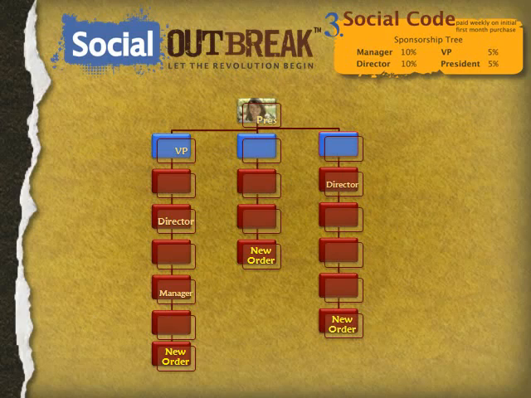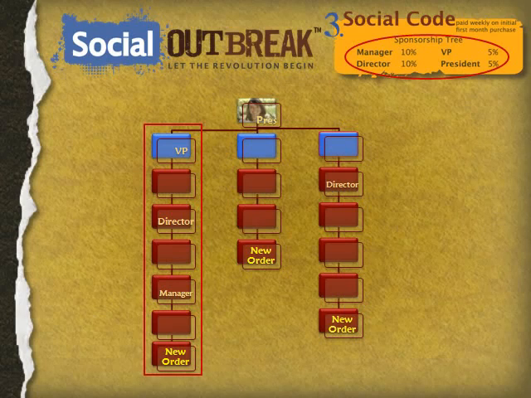Now what we do is we look at the ranks that the people in those structures have, and we match them against this portion of the bonus. We look for managers to pay 10%, directors to pay 10%, vice presidents and presidents. And essentially what we're doing is we're taking every new order at the bottom of the sponsorship tree and rolling it up the tree, looking to pay out 30%.